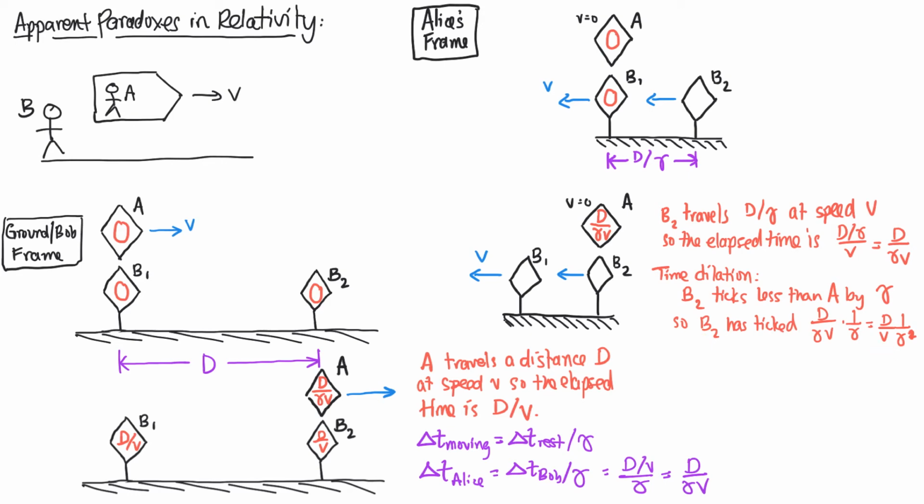So the question then is, how can clock B2 read d over v if it's only ticked d over v gamma squared? Remember, gamma is bigger than 1, so if we're dividing by gamma squared, we get a smaller quantity. So this d over v gamma squared is less than d over v. So how can B2 read d over v if it's only ticked off less than A ticked off? And the resolution to that paradox, of course, is that B2 did not start with a reading of 0. So it can get all the way to d over v, even though it's only ticked less than A has.